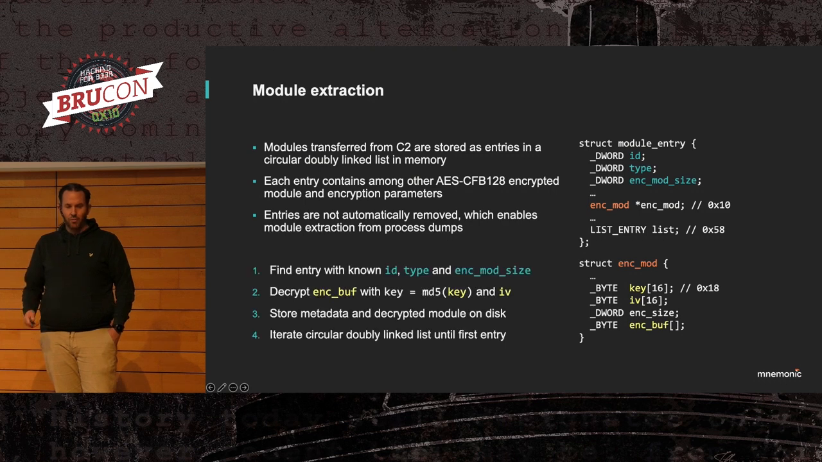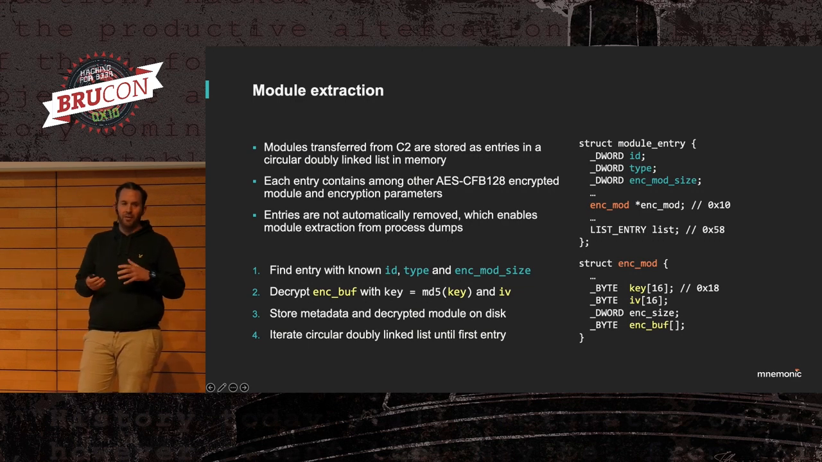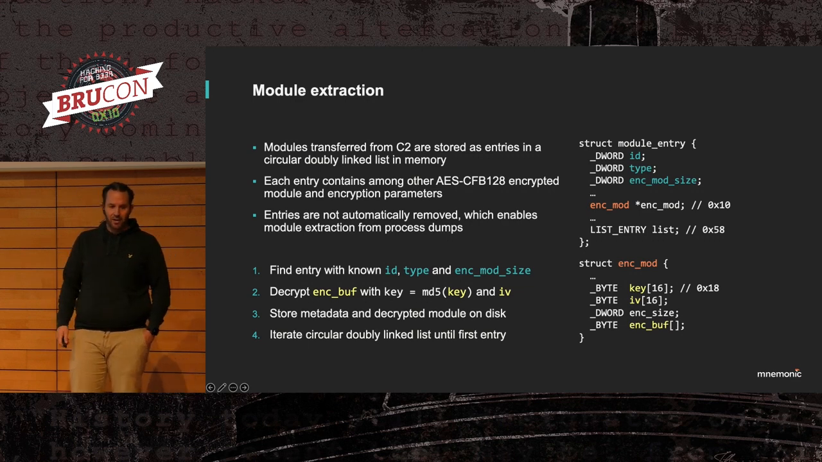So we knew one of the modules, which was the Google Drive module. We knew the ID, the type, and the size of it. So we were able to find where the Google Drive module was in memory. And then we could follow the linked list and use the key material to decrypt every module. And then we got nice PE files for each module.